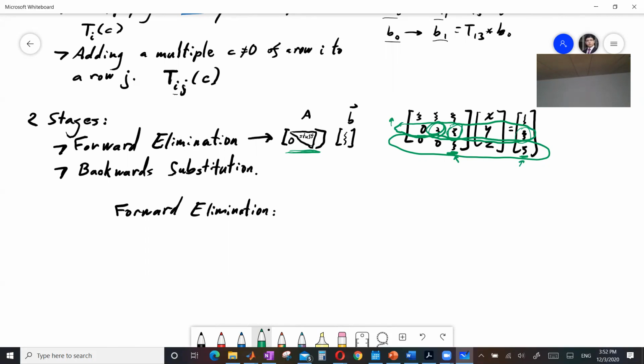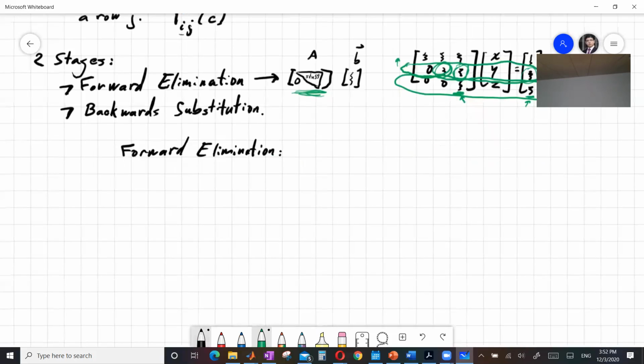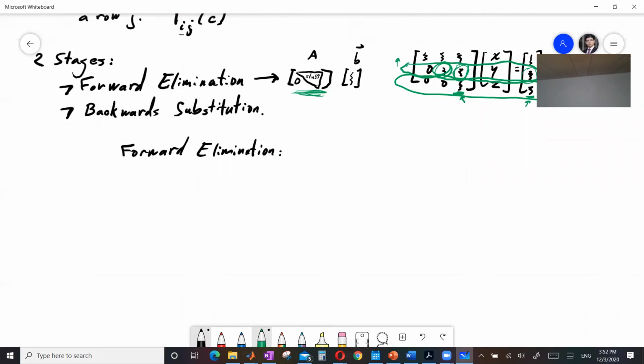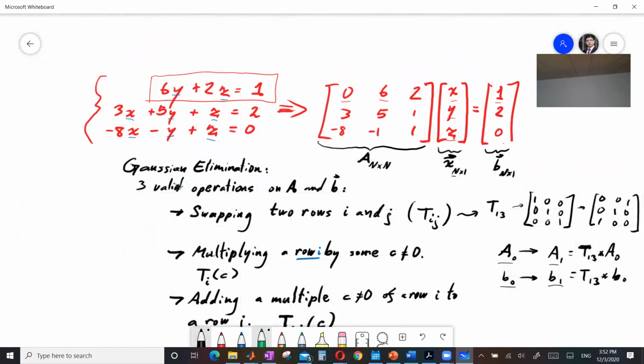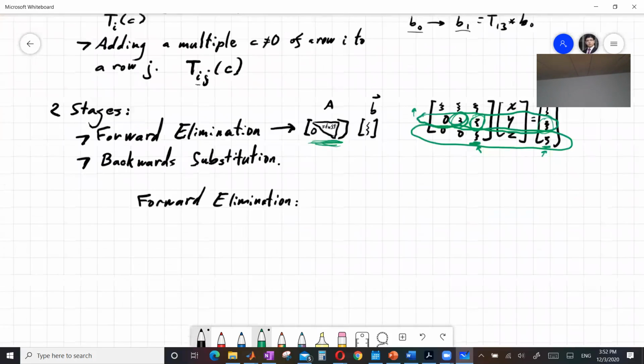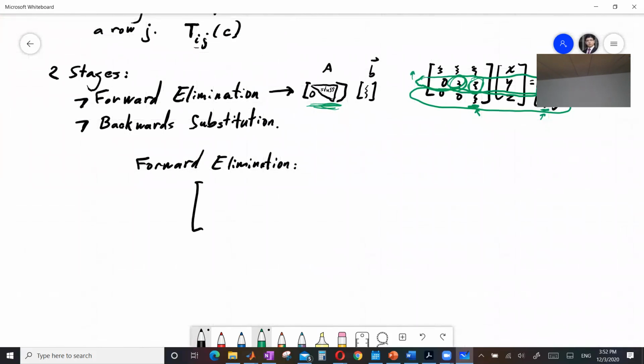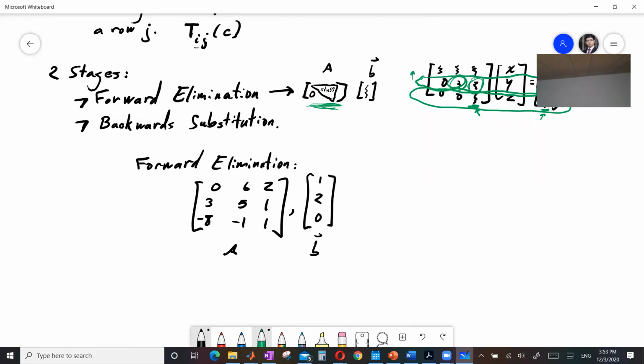So let's go over the proper elimination. How do we actually get to this triangular shape? Let me bring up the example that we had here. So in our example, we have 0, 6, 2, 3, 5, 1, -8, -1, 1. This is A. And we also have 1, 2, and 0. This is B. So remember that every transformation you apply to A, you also apply to B. You're doing these two things simultaneously.